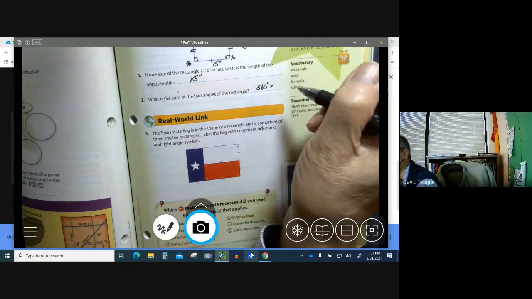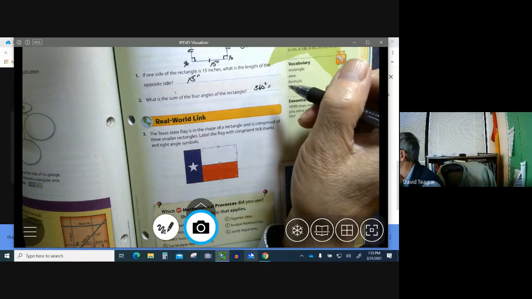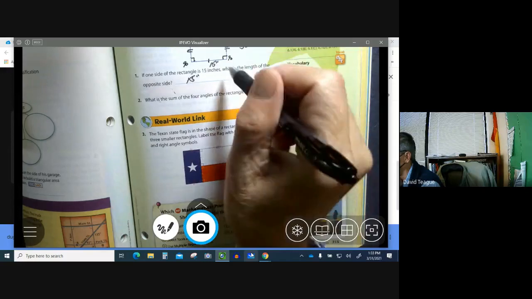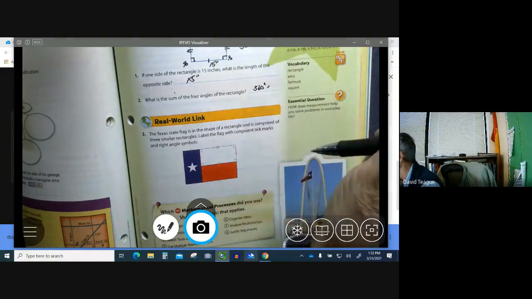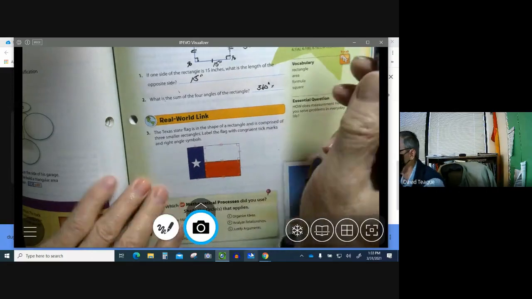You know how many degrees are in a circle? 360. Kind of interesting, huh? That the degrees of a square is equal to the degrees of a circle. I never knew that. I thought that was kind of interesting.